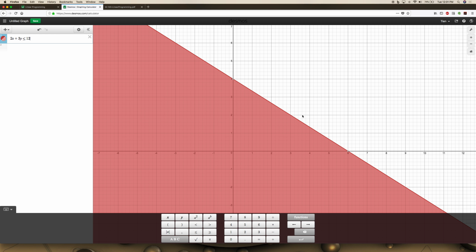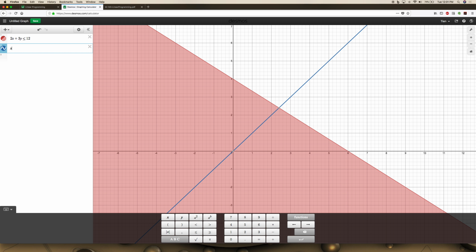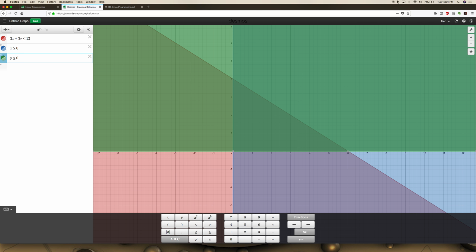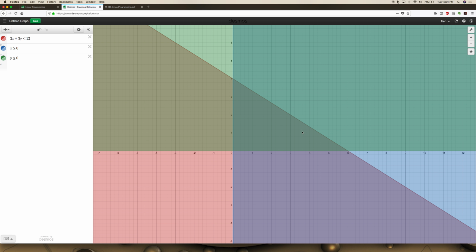It would have to lie on this side of this line. It would also have to lie to the right of the y-axis and above the x-axis. And then the place where all three of these regions meet, this triangle here, is my collection of solutions to this system of inequalities.